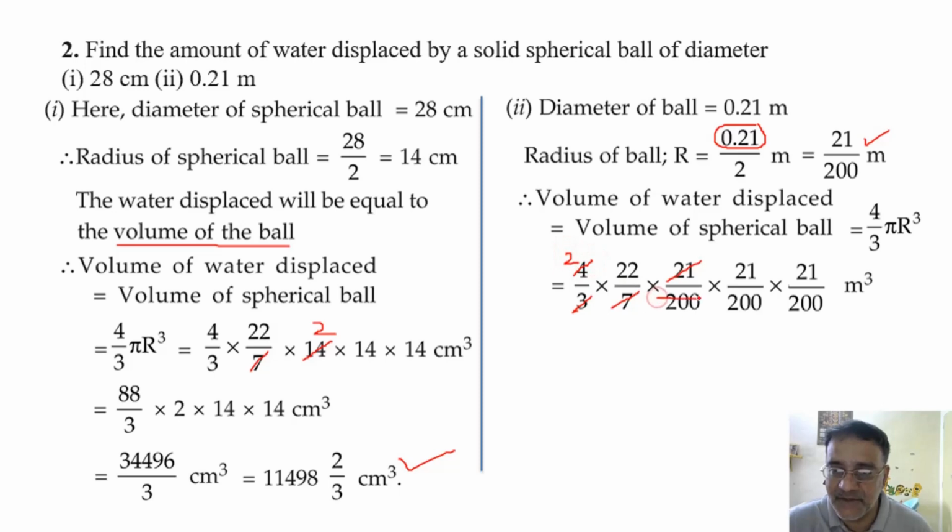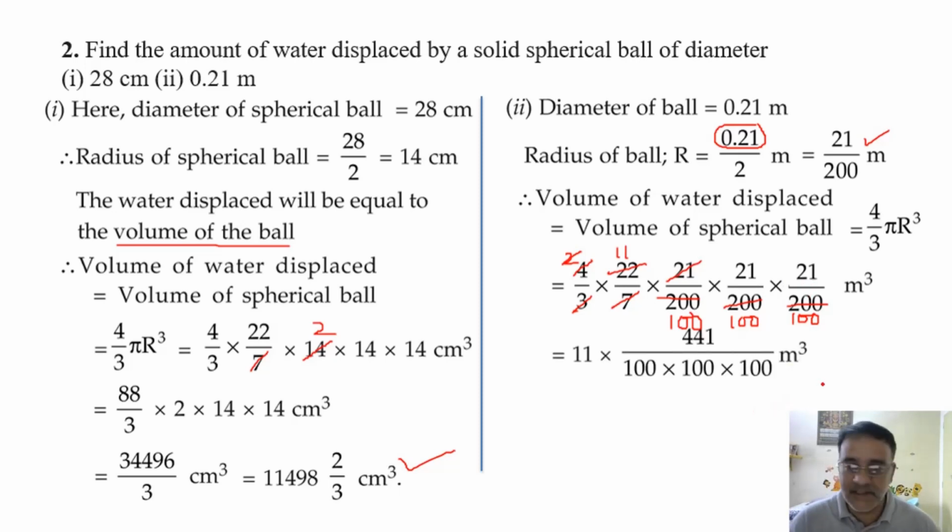Let's make everything 100, it will be easier. Cancel the 2 here with 100, and cancel 11 with 100. Okay, the denominator will be a full 100, so it will be very easy if you multiply all this. The numerator numbers: 11 into 21 into 21. So 21 into 21 is 441. So we are getting this step. This is clear? Yes, sir. Okay. 441 into 11 is 4,851.